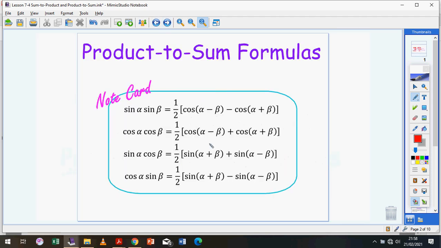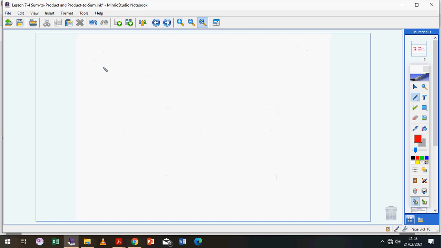So what we have here are the formulas for product to sum. These are the product to sum formulas. If you want to change a product of two trig functions into a sum or a difference, because the difference is addition of a negative, then these are the formulas you use. And I'm just going to show you where at least one of these comes from, just so you don't think these are out of the blue. They come from the addition formulas for sine and cosine that we already know.